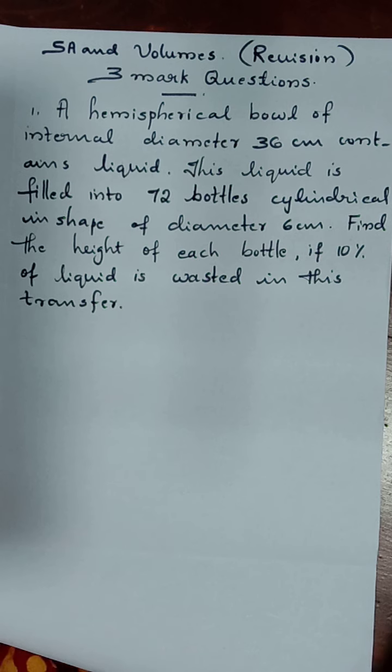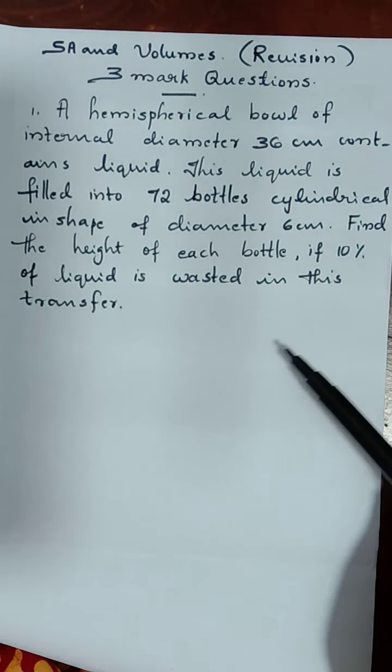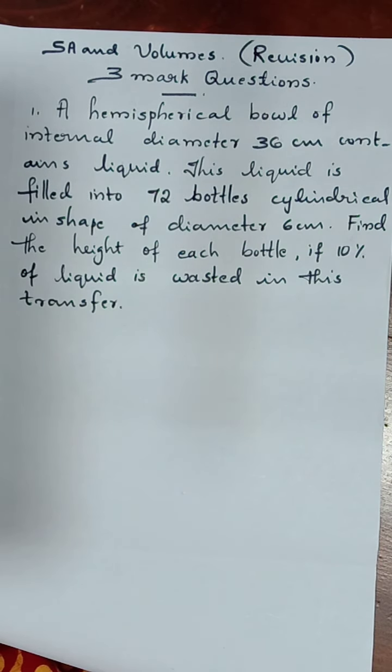So when we read the question, we will understand we have a hemispherical bowl of internal diameter 36 centimeter containing liquid. This liquid is filled into 72 bottles cylindrical in shape of diameter 6 centimeter. While transferring, 10% of liquid is wasted. So here we have to find the height of each bottle.